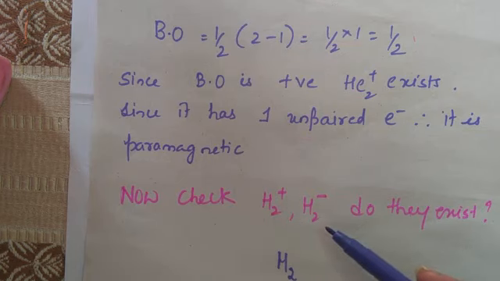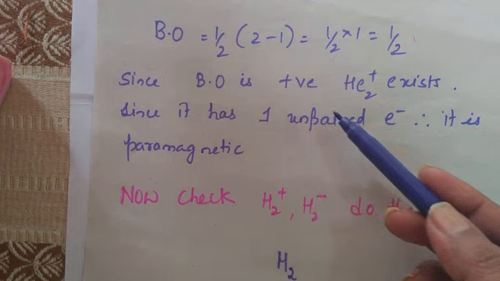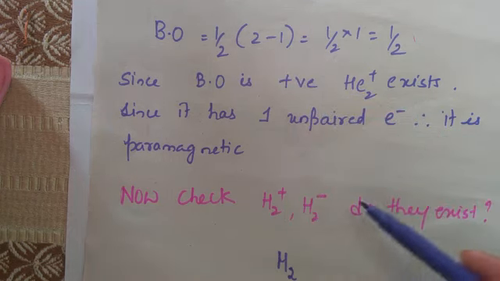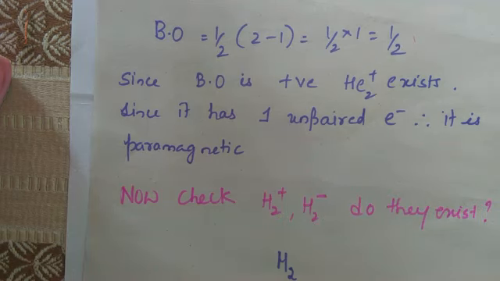How about this? It has 1 electron extra. So 2 plus 1, 3. Again it will be on the same lines. The bond order is positive, therefore the H2- also exists and it is paramagnetic. Okay, I want you to write energy level diagrams for these.